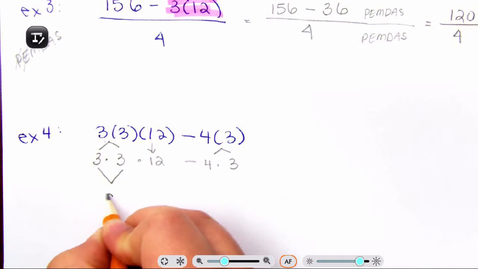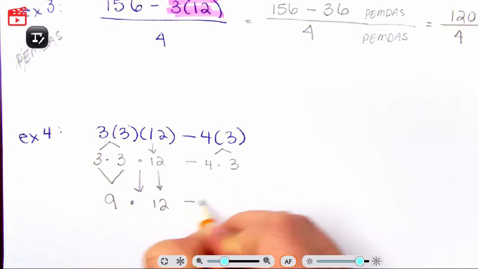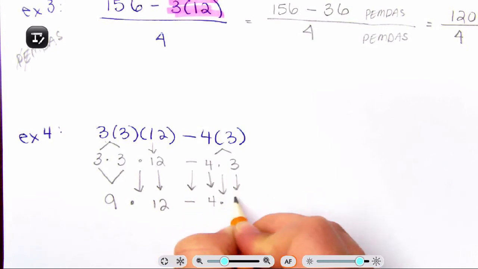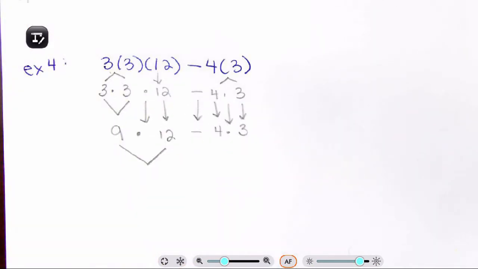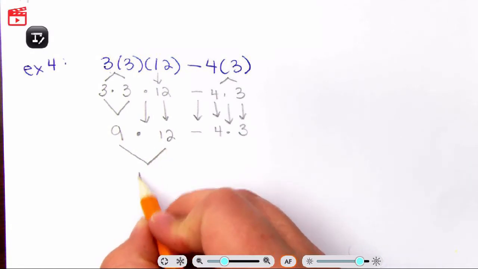So 3 times 3 is 9. We're going to bring down the times, bring down the 12, bring down the minus, bring down the 4, and bring down the times and the 3. We're going to bring every single thing down. After that, you're going to keep multiplying things together because we have multiplication. So 9 times 12 is 108.